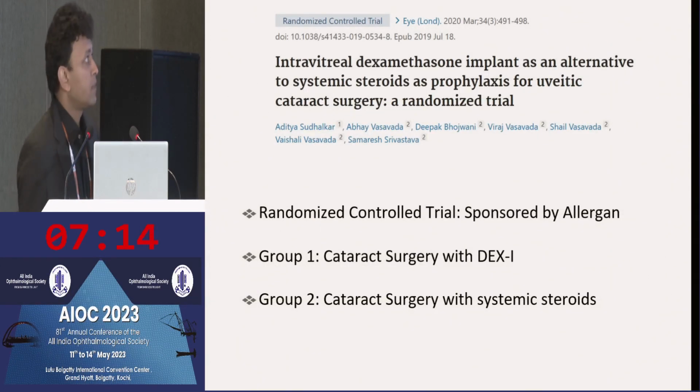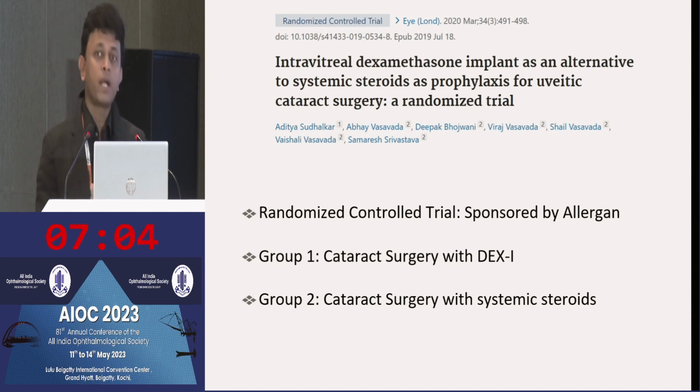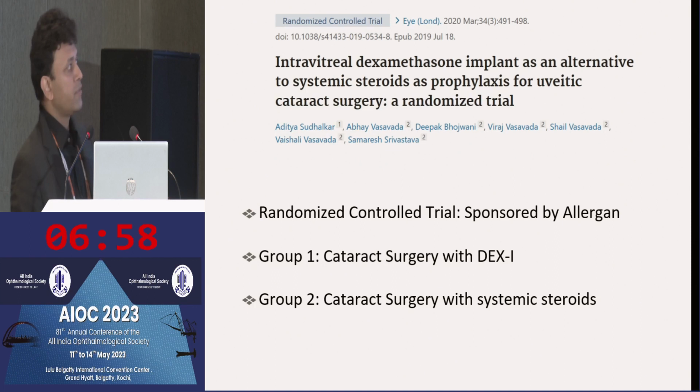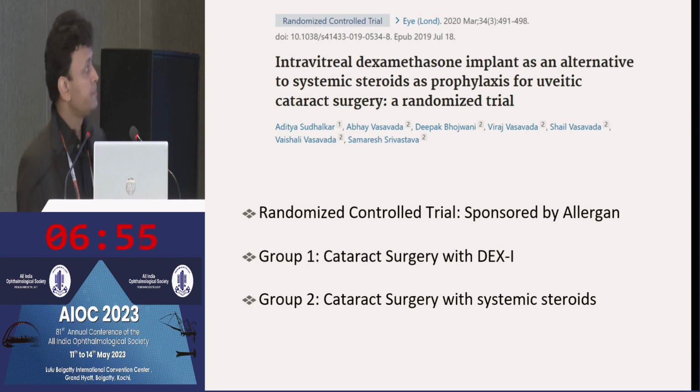So this was a trial that was sponsored by Allergan, wherein we compared the efficacy and safety of concurrent dexamethasone implant utilization along with cataract surgery. And the other group received cataract surgery with systemic steroids.